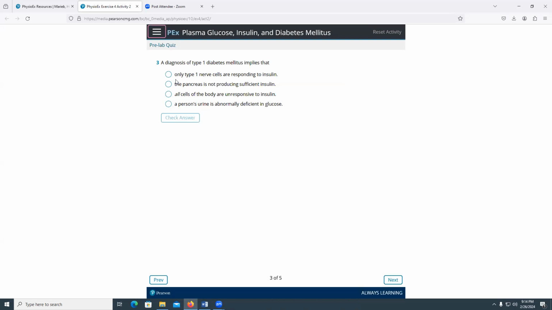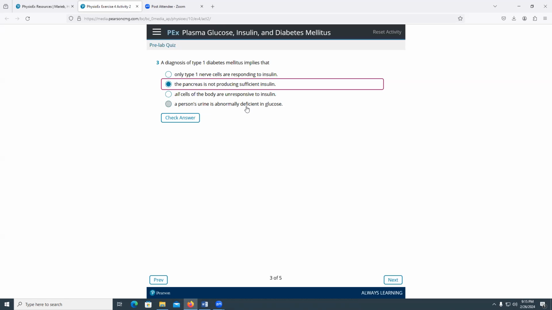A diagnosis of type 1 diabetes mellitus implies that only type 1 nerve cells are responding to insulin. That's not true. All cells of the body are unresponsive to insulin. That is not true. The pancreas is not producing sufficient insulin. That's true. Usually maybe due to an autoimmune disease, where the immune system has amnesia. So you have A and A, autoimmune disease caused by amnesia. The immune system forgets self from non-self.